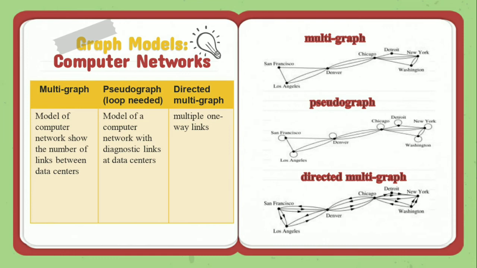Okay, the second one is the pseudograph. As I mentioned before, a pseudograph will have the presence of loops. It is basically a model of a computer network with diagnostic links at the data center. You can see in the example here that every vertex has its own loop because it shows the diagnostic links at the data center. And the third one is the directed multigraph, which has multiple one-way links. You can see here there are many one-way connections between the vertices.